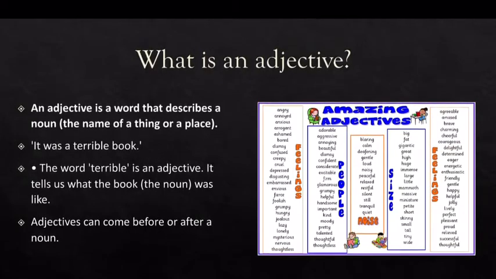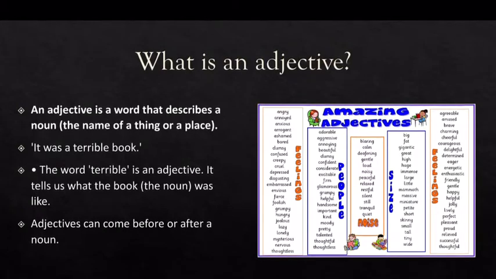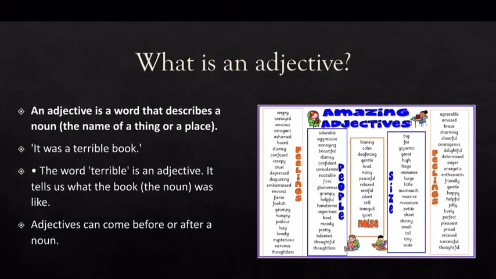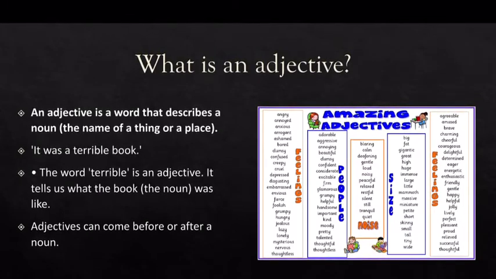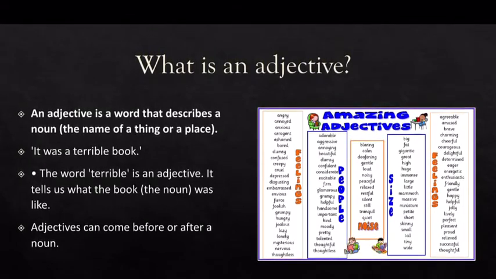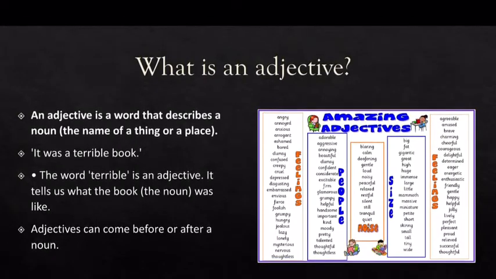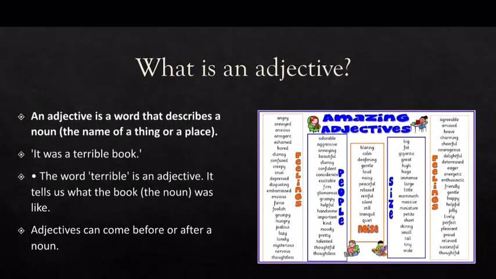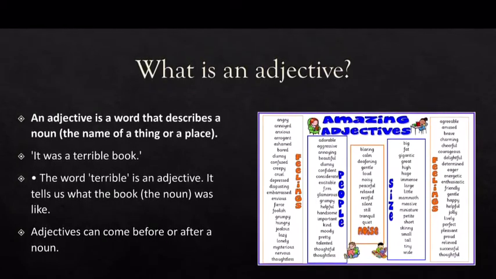So adjectives can come before or after a noun. If you look at the picture on the right, that will help you in today's writing task because I've given you a range of adjectives. So looking at the adjectives in the image, you can use them. For example, you might say the grumpy man, or the energetic monkey, or the brave girl. So use those in your writing today to help make your writing even better.